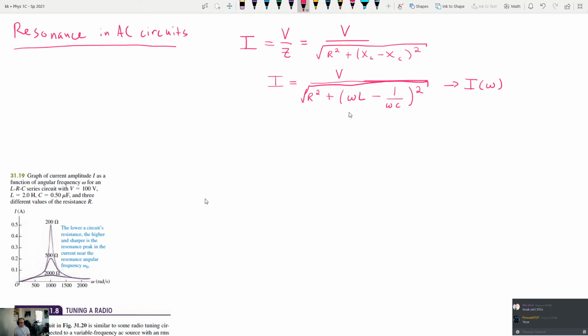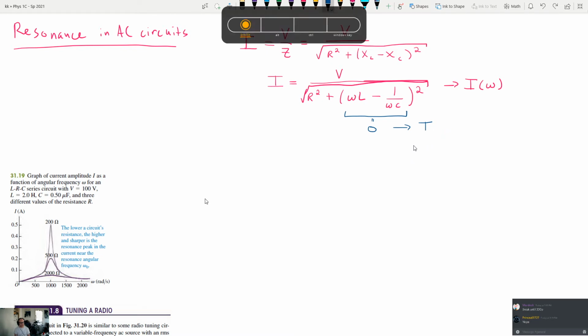And when you look at this function, there's going to be a natural place where you're going to get a peak in the function, right? Because it's a fraction, and fractions are the biggest when the denominator is the smallest. The way to make the denominator the smallest is to set this piece right here equal to zero. This is going to lead to your maximum current output.